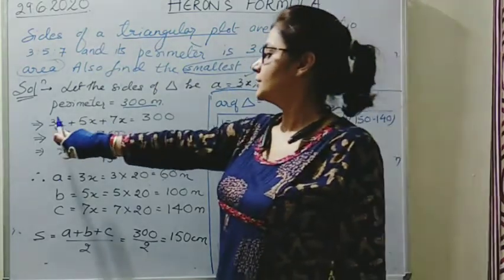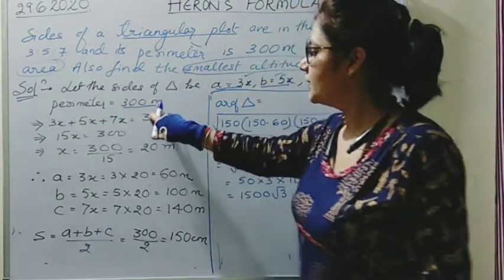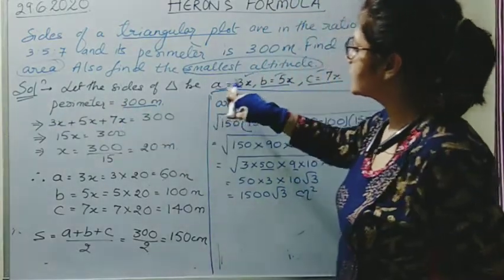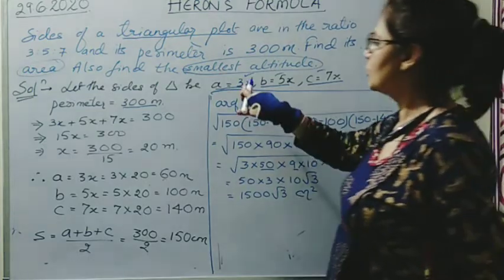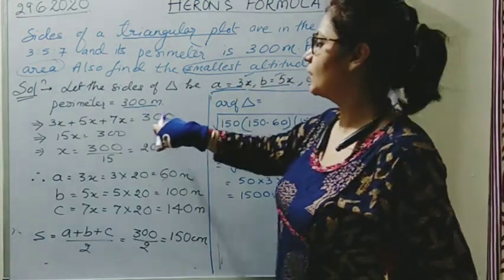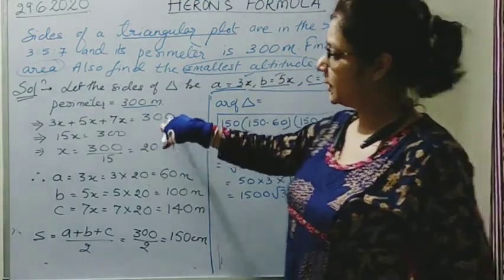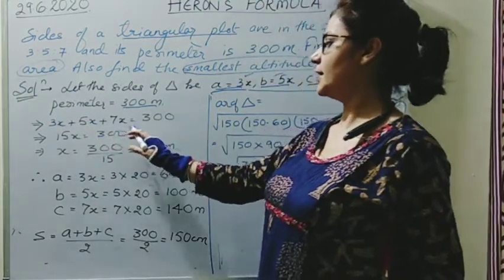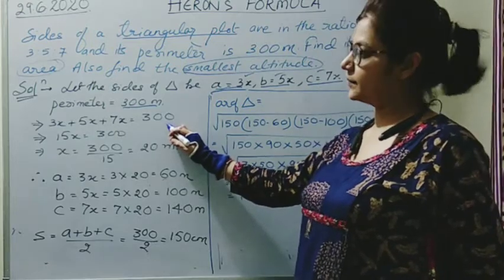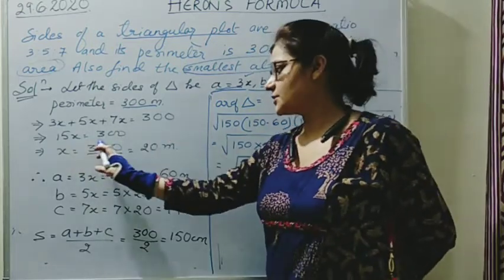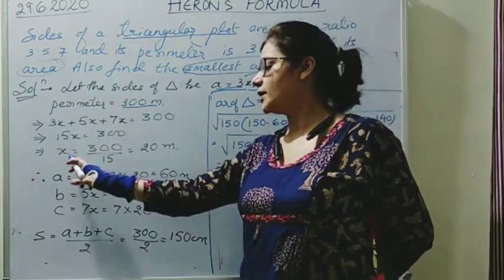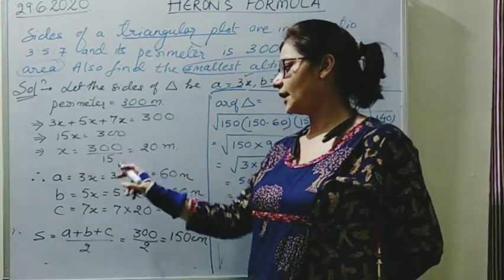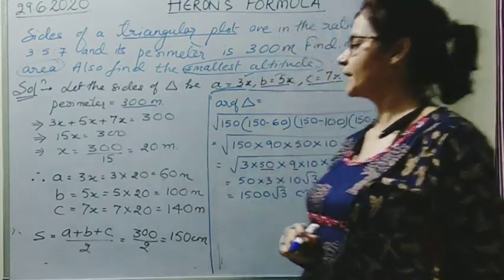Now, perimeter is equal to 300 meters, and what is perimeter? Perimeter is the sum of the sides. So a plus b plus c is equal to 300 meters. So 3x plus 5x plus 7x is equal to 300. So 15x is equal to 300. So what is the value of x? x is equal to 20.